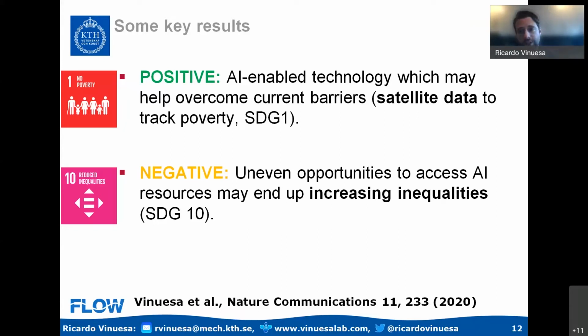There is also a quite important negative effect on SDG 10, and that is the possibility of uneven opportunities to access AI. If the future economy and development is going to rely heavily on AI, and not everybody has the same access to AI, we're going to be increasing the existing inequalities, which of course is counterproductive and has very negative implications in the context of SDG 10. So this is also something quite important to keep in mind, and we should also focus on it when we develop AI, so everybody has adequate access.